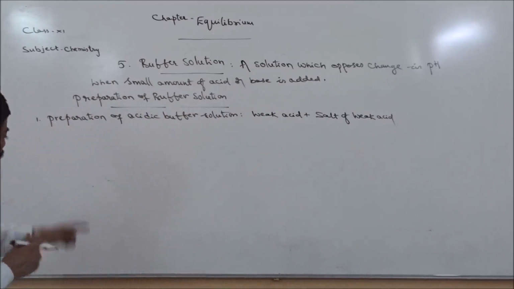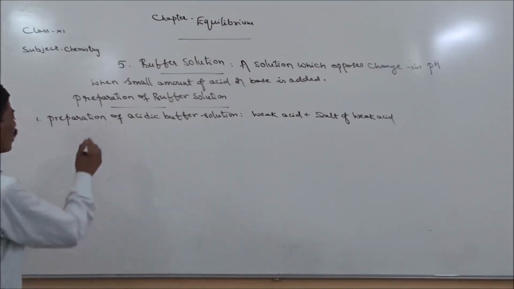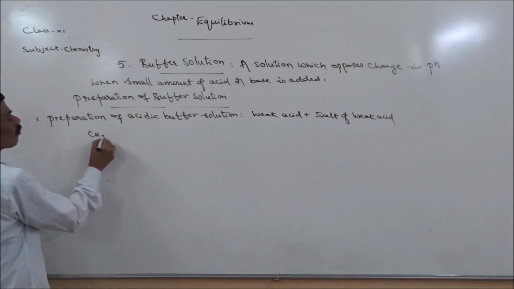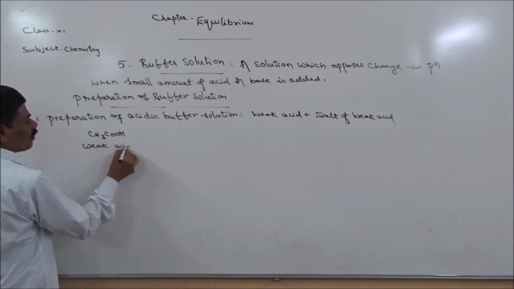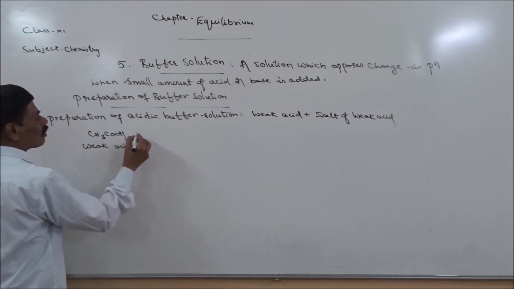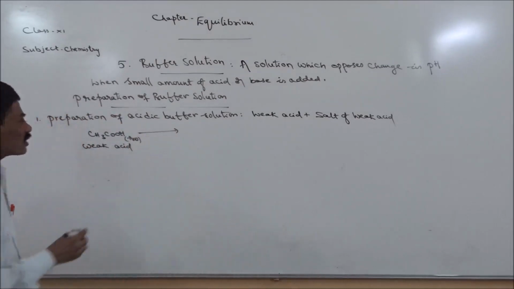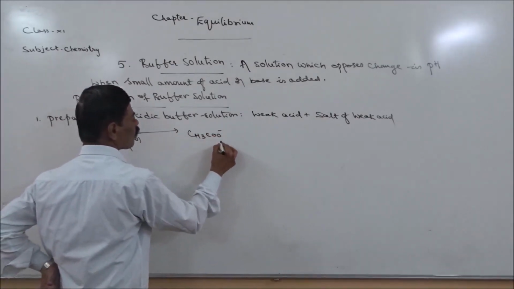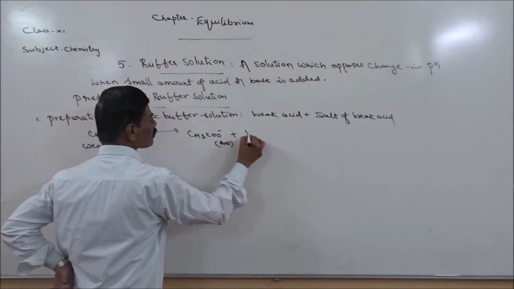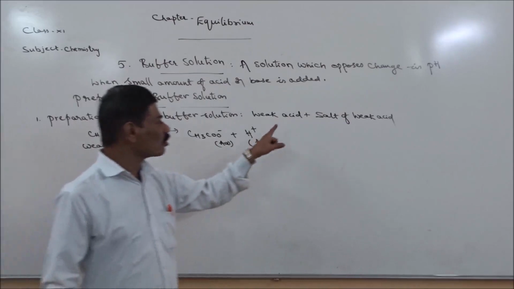Right? Now we will take specifically one weak acid and one salt of the same acid, that is CH3COOH. This is the weak acid. Right? In aqueous medium, AQ stands for aqueous medium, it undergoes ionization to form ethanoate ion plus H+ ion. Weak acid over.